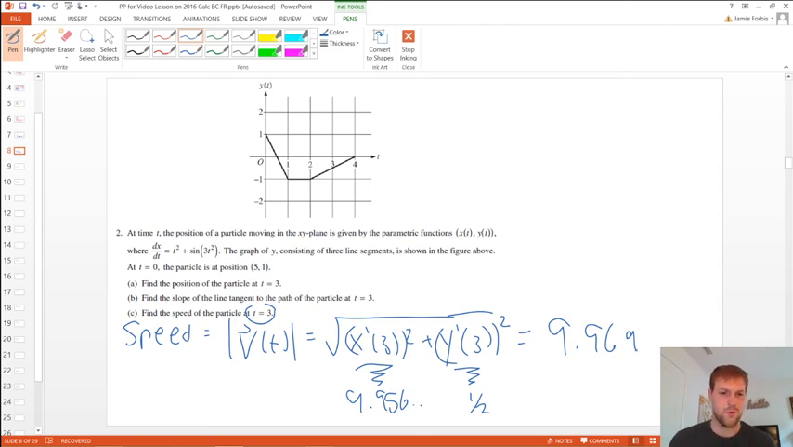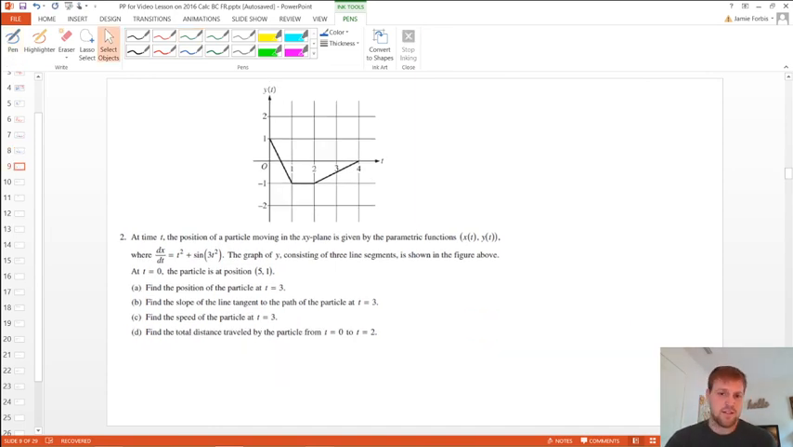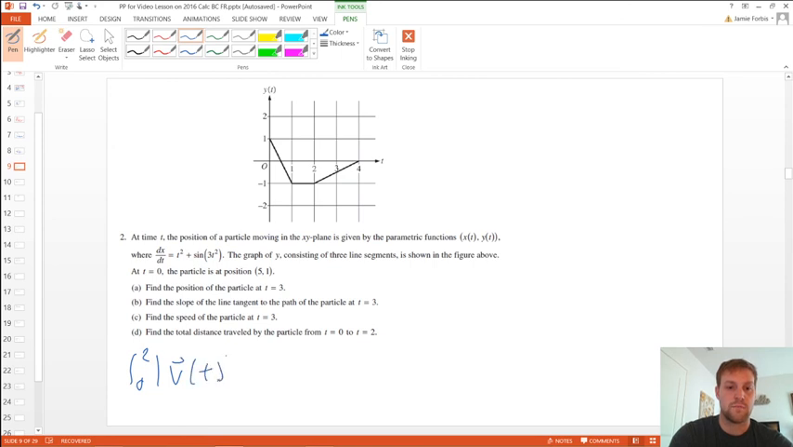Okay, so C was just a formula, so you just had to know speed, and that's it. And then lastly, D is honestly just a formula as well, but it's a little bit of a tricky problem. Okay, so total distance, remember, is the integral from 0 to 2 of the magnitude of velocity, or speed, which we wrote out in part C.